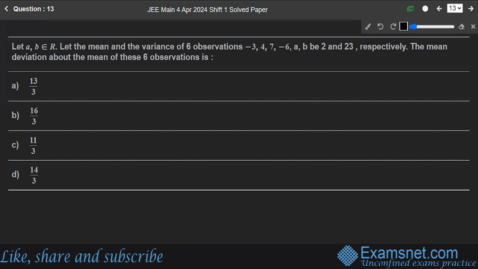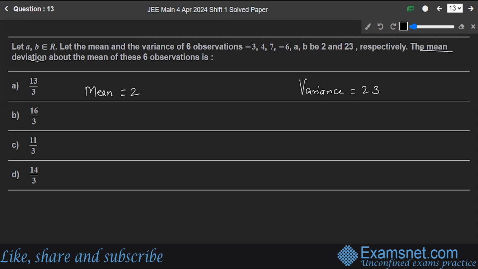Question number 13. Let A and B belong to real numbers. Let the mean and the variance of the 6 observations given by minus 3, 4, 7, minus 6, A, B be equal to 2 and 23 respectively. So you are given mean is equal to 2 and variance is equal to 23. Now, the mean deviation about the mean of these 6 observations is, all right.